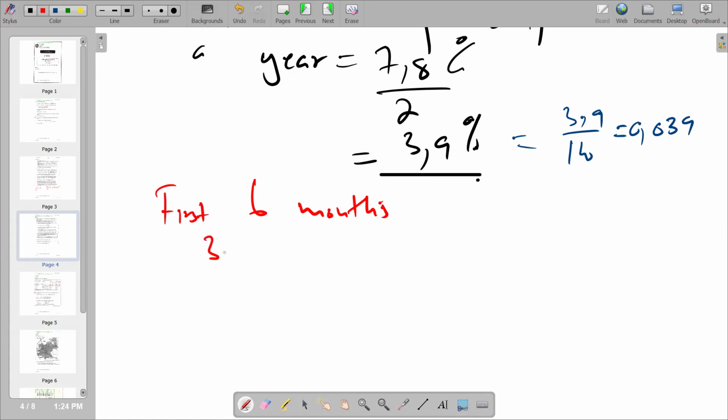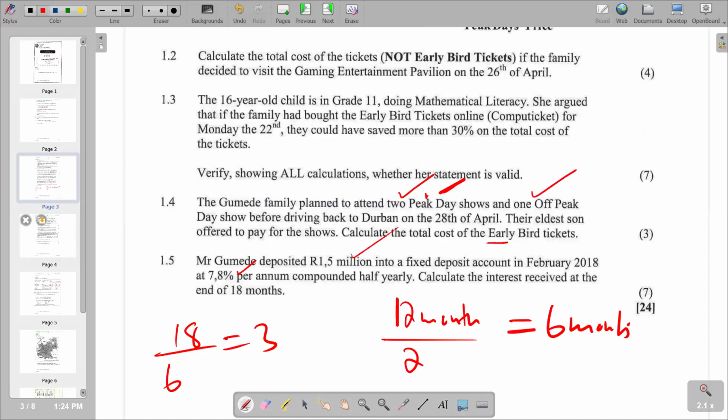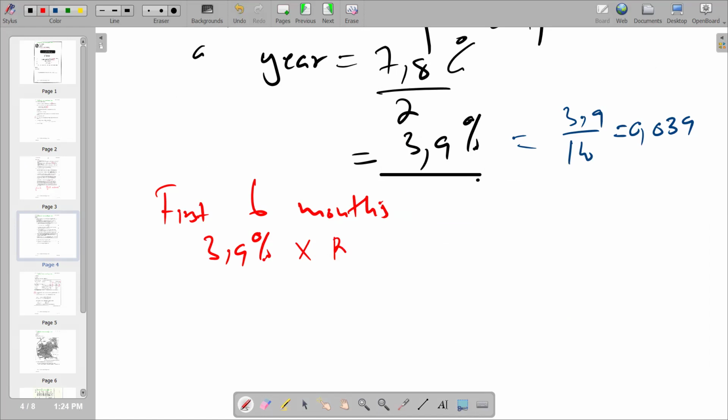We say 3.9%. We multiply by the total amount that we have, which we are given is 1.5 million. So it's going to be times 1.5 million, which is 1,500,000. We multiply it like that. You're going to get your interest for the first 6 months is 58,500. So this is what we have for the first 6 months.